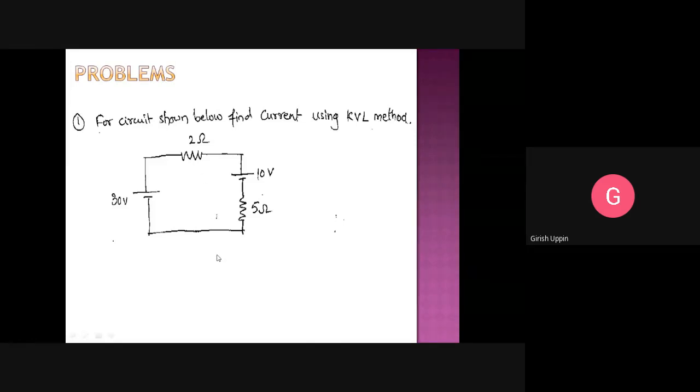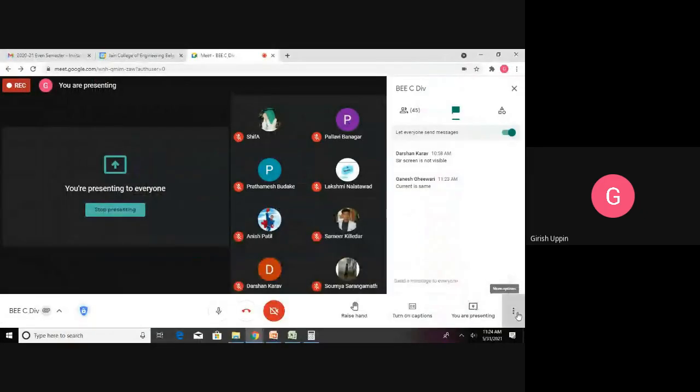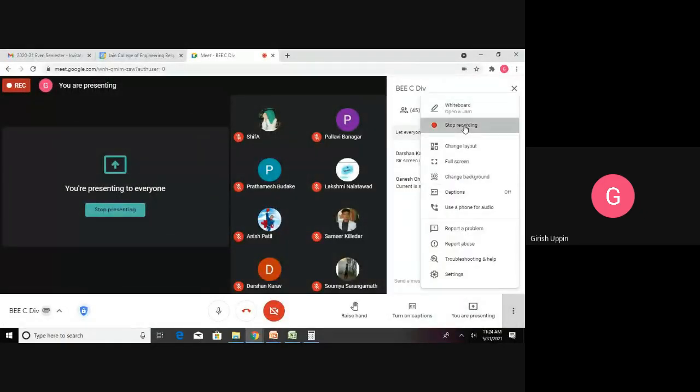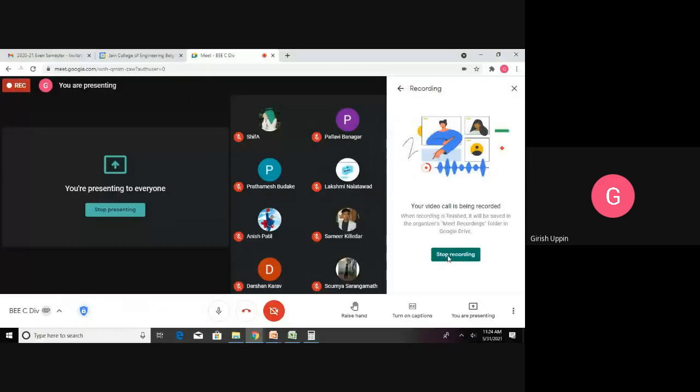For now, as homework, try to solve using Ohm's law. In the next class, we will solve it using KVL and compare the answers. This is from the question paper. In the question paper, they have said find the current using KVL. You must use KVL; you should not use Ohm's law. Okay, we'll see that in the next class.